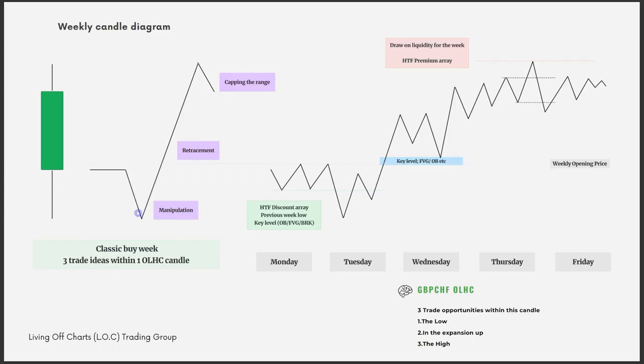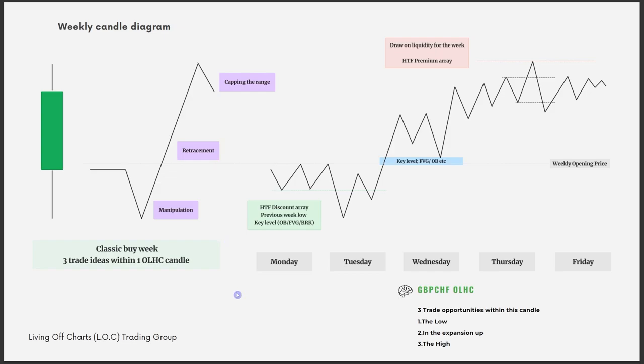We've got the manipulation lower, that is an opportunity. Then once it is in expansion, there will be a retracement. That is another opportunity which you can focus on. And then the third one is capping the range, which will be sort of a TGIF, a return back into the range of the weekly. So there's another trade opportunity over here.